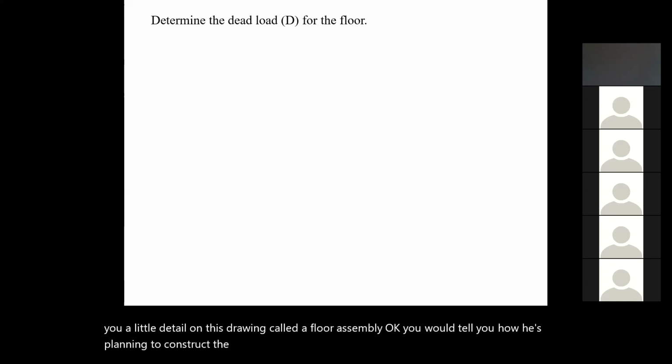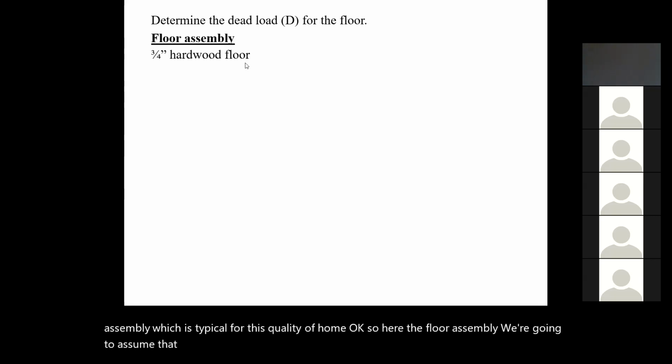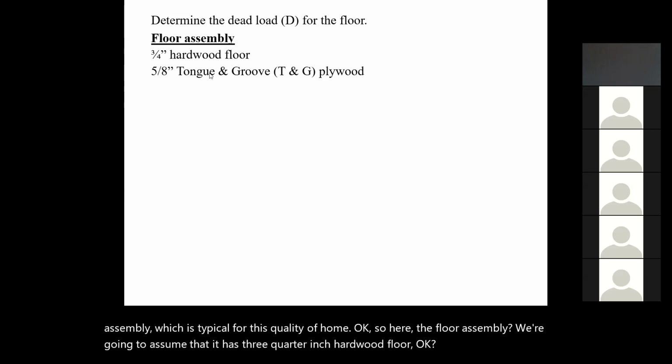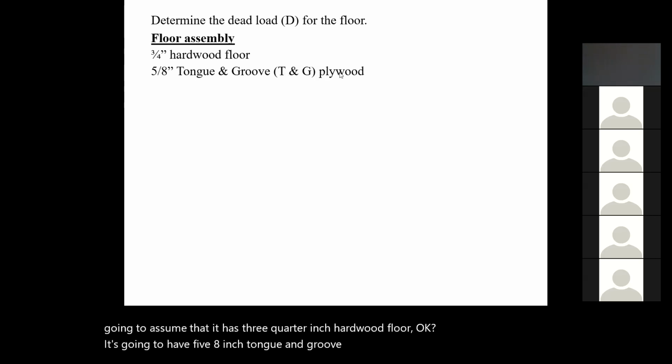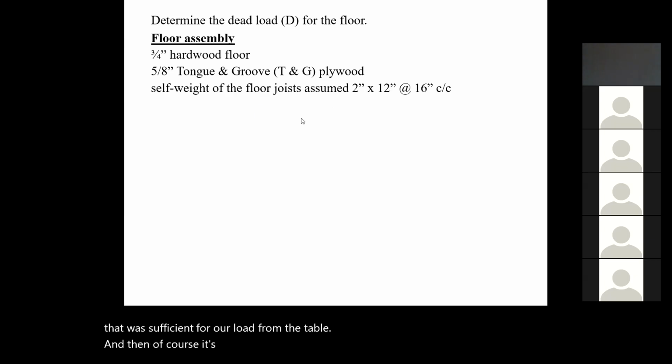So for example, here I fictitiously came up with a floor assembly, which is typical for this quality of home. We're going to assume that it has 3/4 inch hardwood floor. It's going to have 5/8 inch tongue and groove plywood subfloor. We just determined that that was sufficient for our load from the table. And then of course it's going to have the self weight of the joist. Now here what I'm going to do is, I don't know the weight of the joist yet.